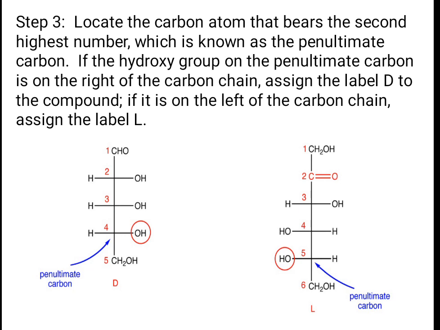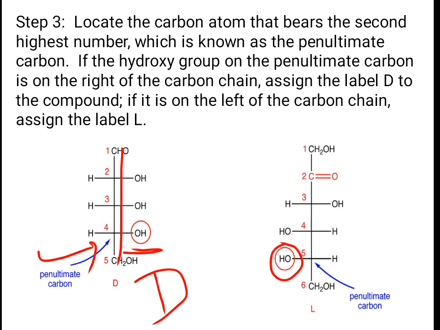Now this is your penultimate carbon, that means the highest numbered asymmetric carbon, and the priority group OH is on the right side of this vertical bond. That's why this is D. And here the OH group on the highest numbered asymmetric carbon, which is the penultimate carbon, is on the left side. That's why this is L.